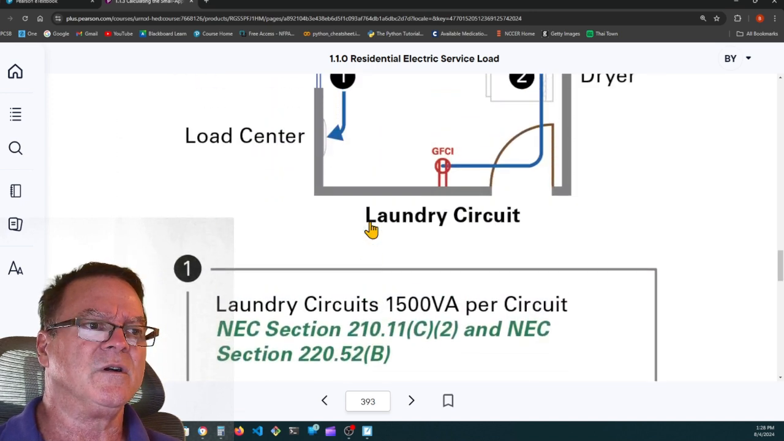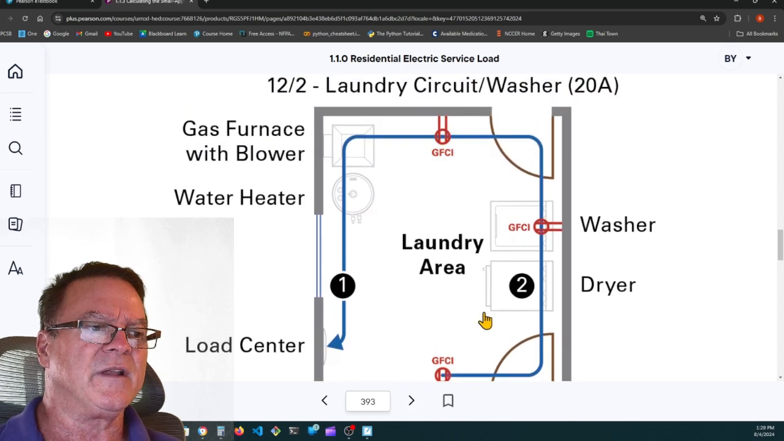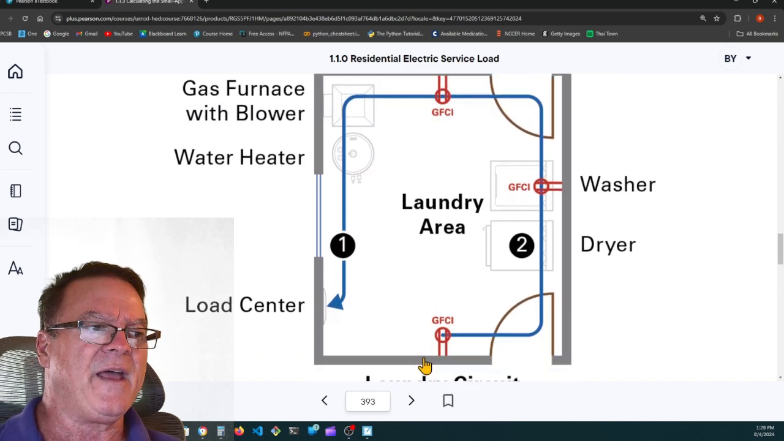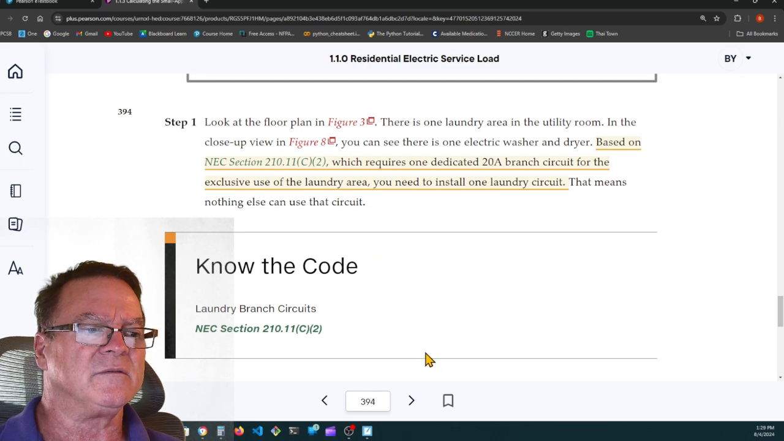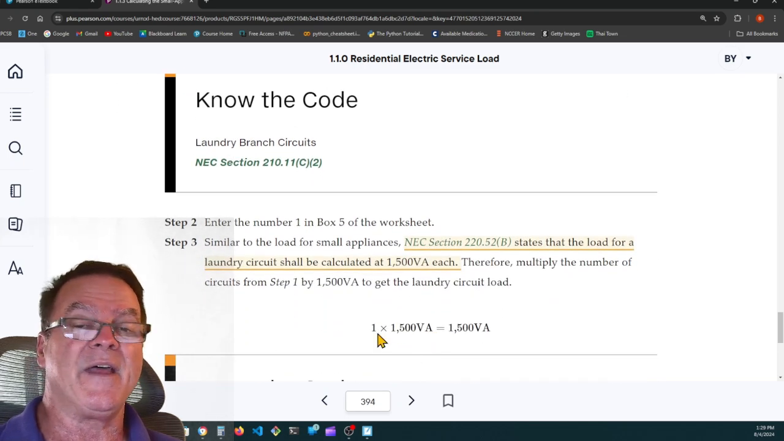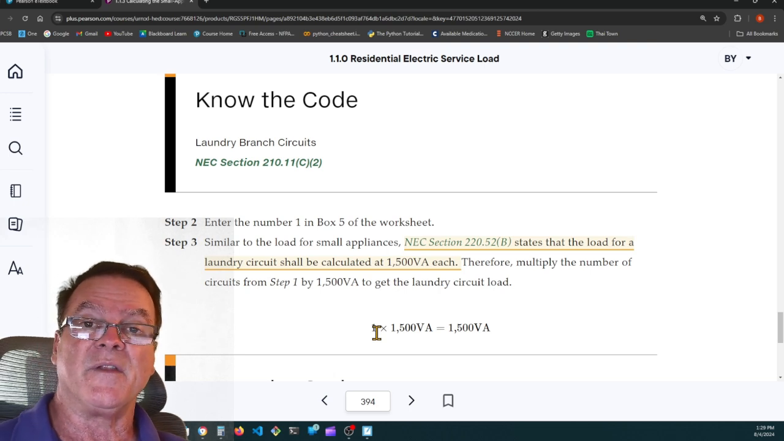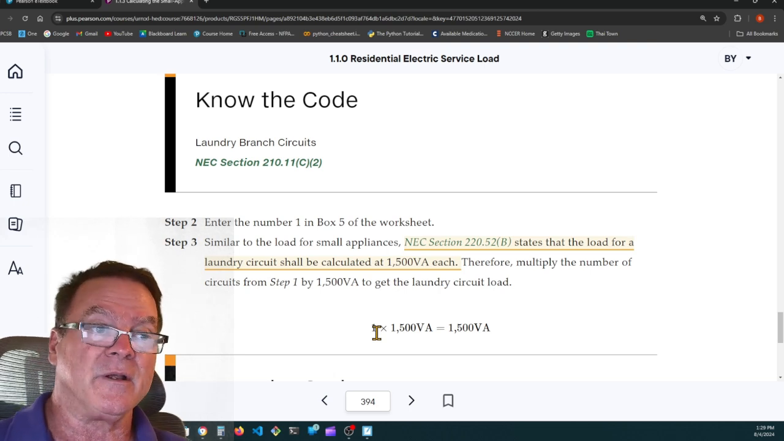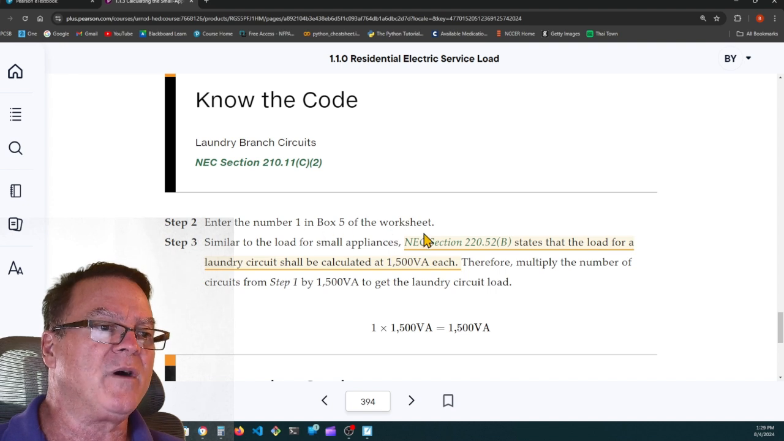I'm not sure if you're allowed to put these receptacles. That would probably be up to your authority having jurisdiction in your area. I always interpreted that as meaning you can't put other receptacles on that circuit. It's a dedicated circuit. Enter the number 1 in box 5 of the worksheet, similar to the load for small appliances.